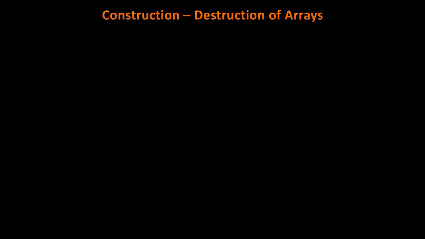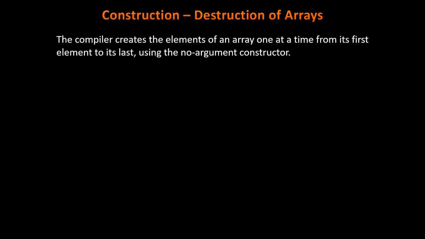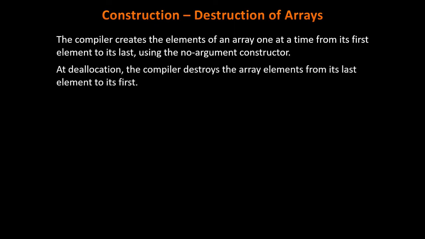Let's look at construction and destruction of arrays. The compiler creates the elements of an array one at a time from its first element to its last, using the no argument constructor. At deallocation, the compiler destroys the array elements from its last element to its first. So it constructs from front to back and it destructs from back to front.